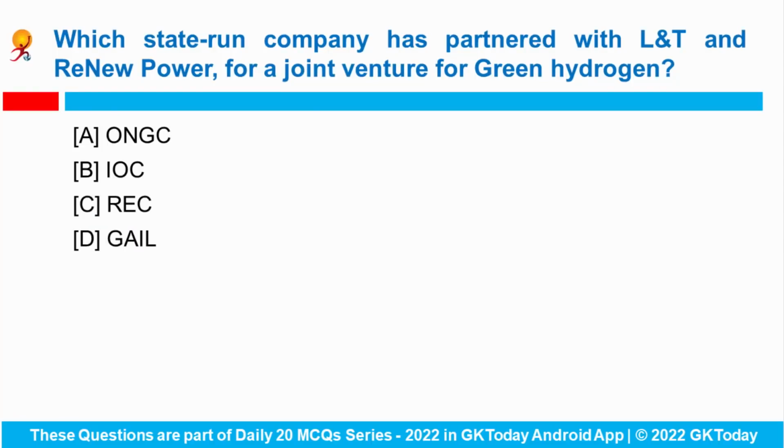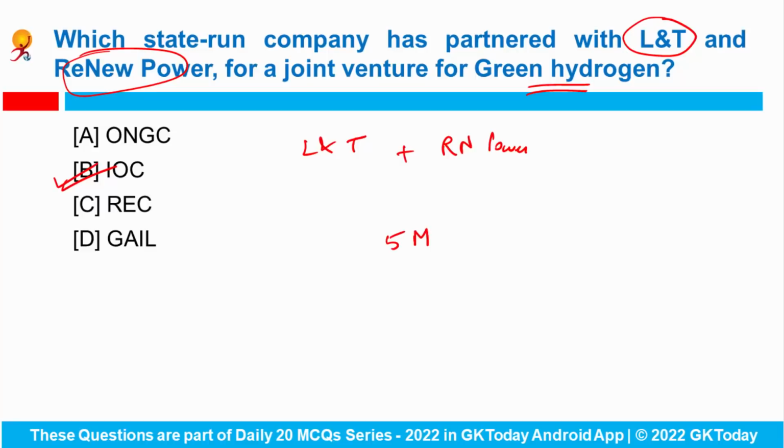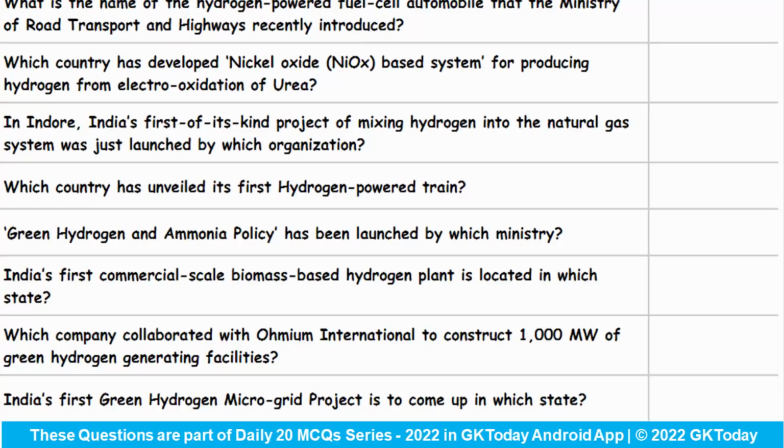Which state-run company has partnered with Larsen & Toubro and Renew Power for a joint venture for the green hydrogen? So state-run Indian Oil Corporation, engineering and construction major Larsen & Toubro and Renew Power announced a joint venture company to develop the green hydrogen sector in India. And India plans to produce nearly 5 million tons of green hydrogen by 2030. And in the month of February, the center launched the country's first green hydrogen policy as part of its energy transition plan, right? Now we'll see some of the important questions regarding green hydrogen or any renewable energy current affairs.